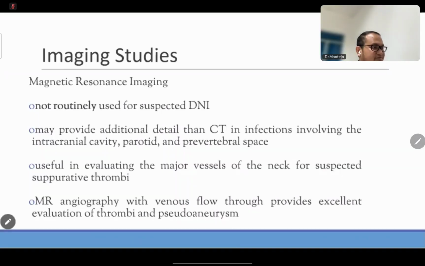Sige. So let's go to MRI. So it's not routinely used for your DNI. We always prefer our CT scan. But in some cases, you do MRI lang to evaluate your major vessels of the neck. So for complications wherein you have your suppurative na mga thrombus, no? You can always do your MRI and also with angiography.